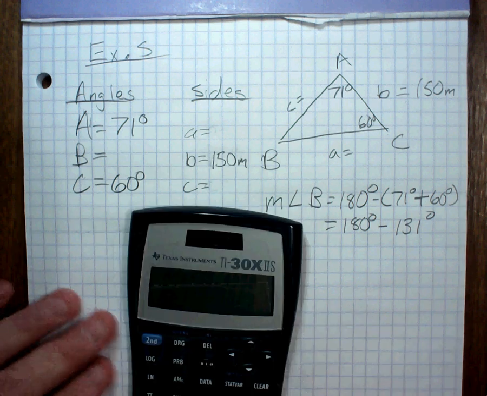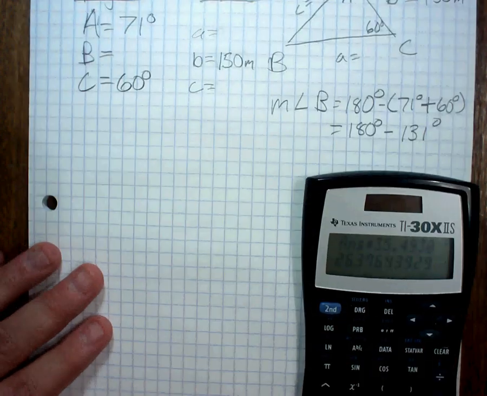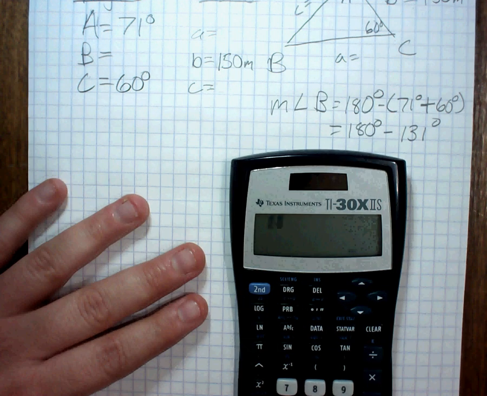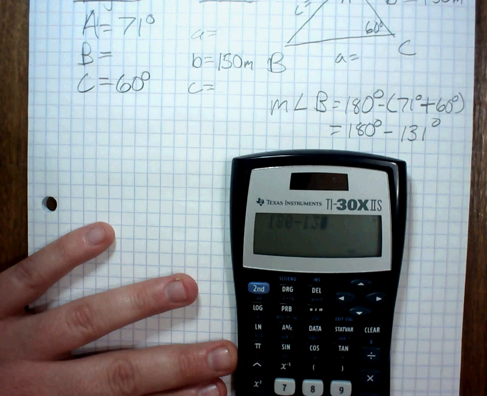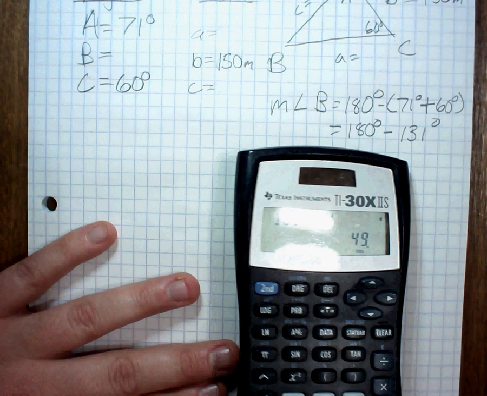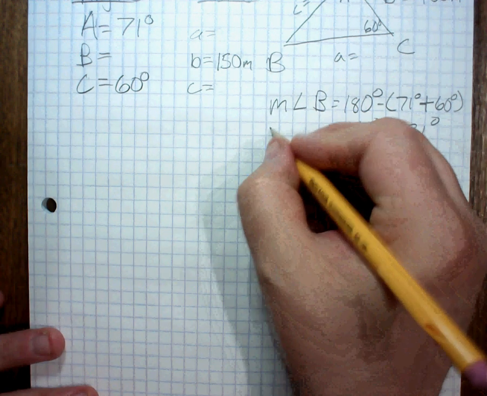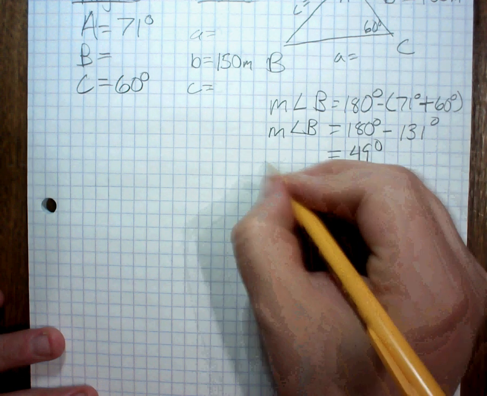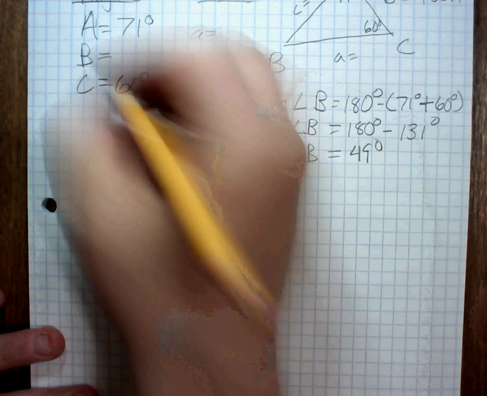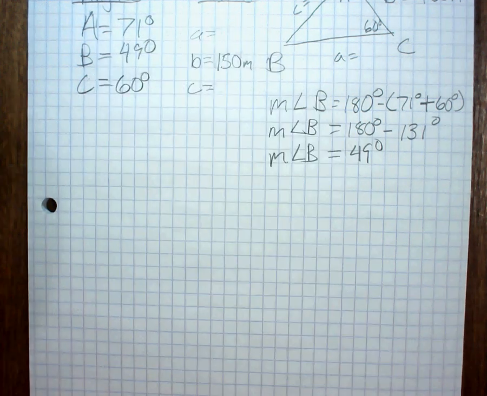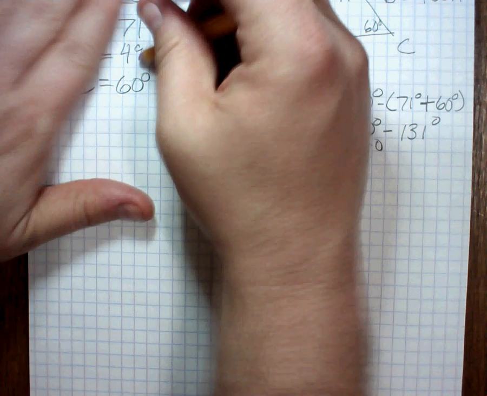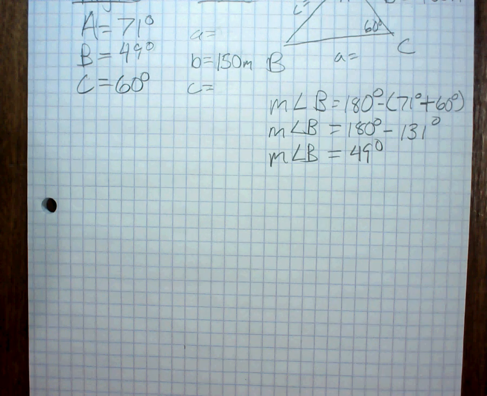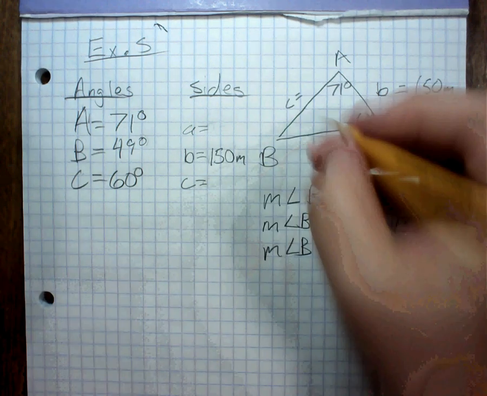Get out my handy dandy calculator. 180 minus 131, I get 49 degrees. So the measure of angle B is actually equal to 49 degrees. Okay, so now I just got to find lowercase a and lowercase c, the side lengths. All right, I'm going to label this here.